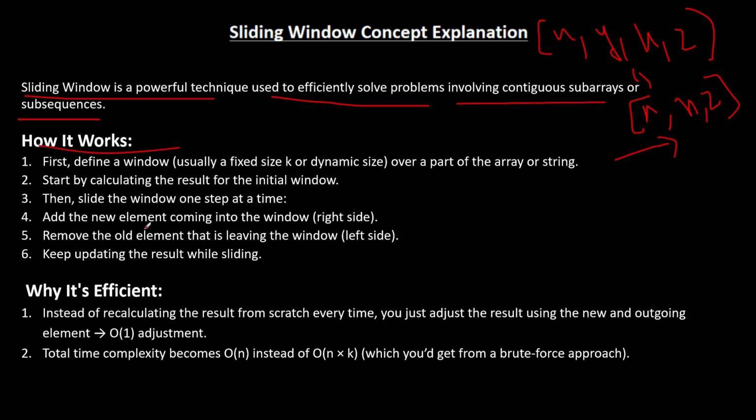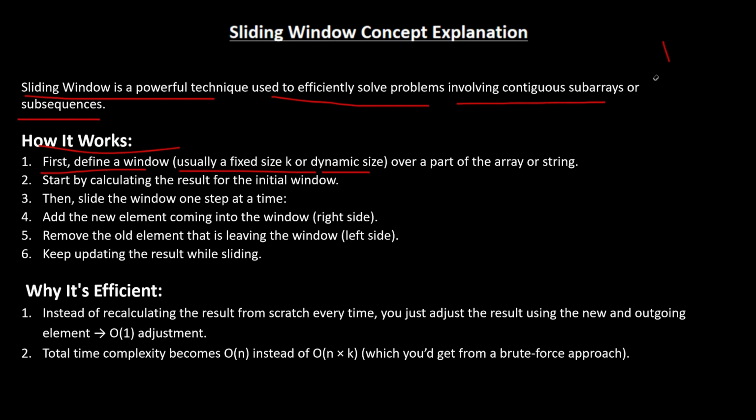Now how does it work? First, we define a window, usually of fixed size k or dynamic size. The window could be of dynamic size also, or of fixed size, which could be derived from the question itself, what the question is asking, over a part of the array or string. Now, we start by calculating the result for the initial window. Whatever calculation has to be done for a particular window, like adding the complete values, taking the average, taking the multiplication, or anything asked in the question.